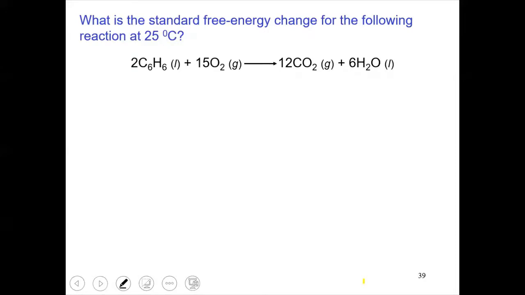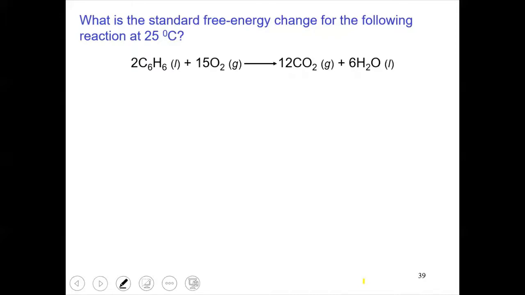Now, just from looking at it, you should be able to identify what kind of reaction that is. By this point in time, you should be able to identify it just from looking at the chemical equation. Yes, this is a combustion reaction. The compound that we are burning here, although it's not specified, is actually benzene, C6H6.